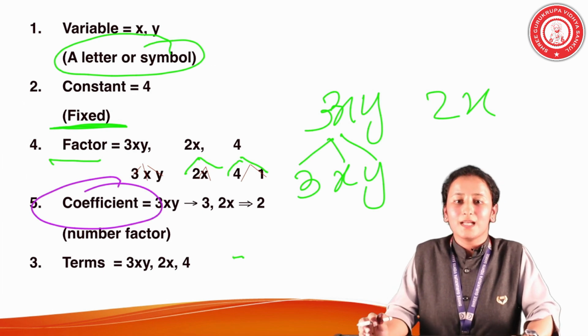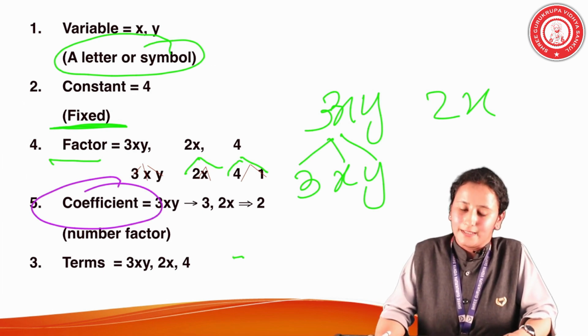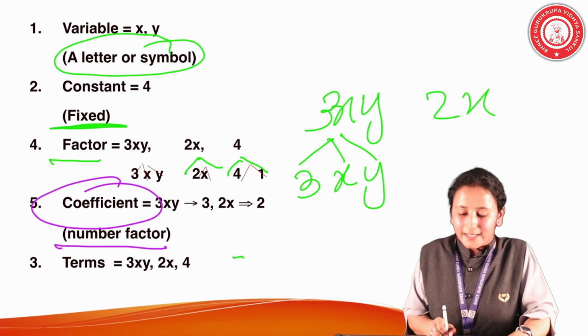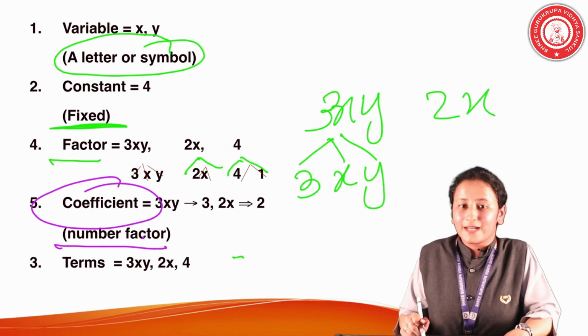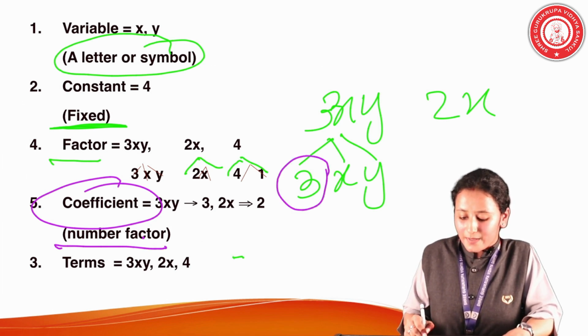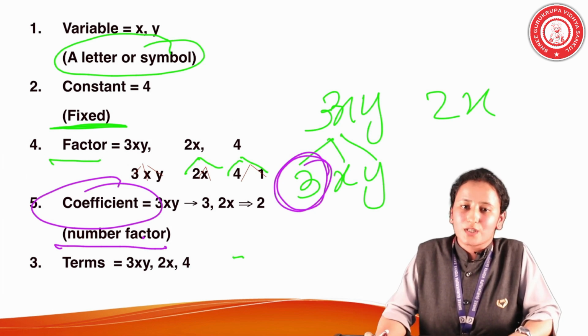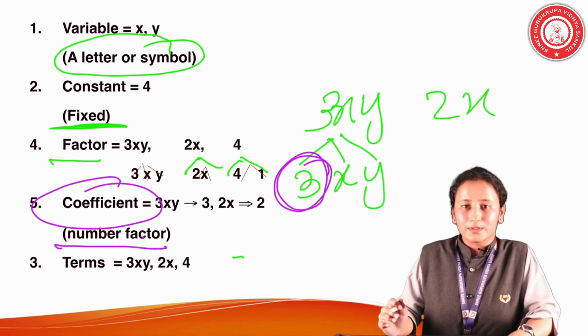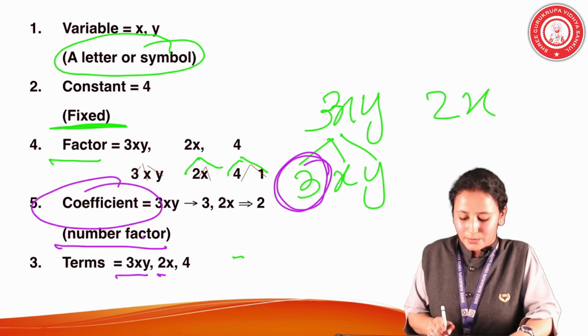Now come to the coefficient. What is coefficient? Just now I explained about the factor. Then coefficient means the numerical factor. Then what is the numerical factor in 3xy? 3 is the numerical factor. Then it is called the coefficient of that expression. Now come to the terms. Terms means 3xy, 2x, 4.